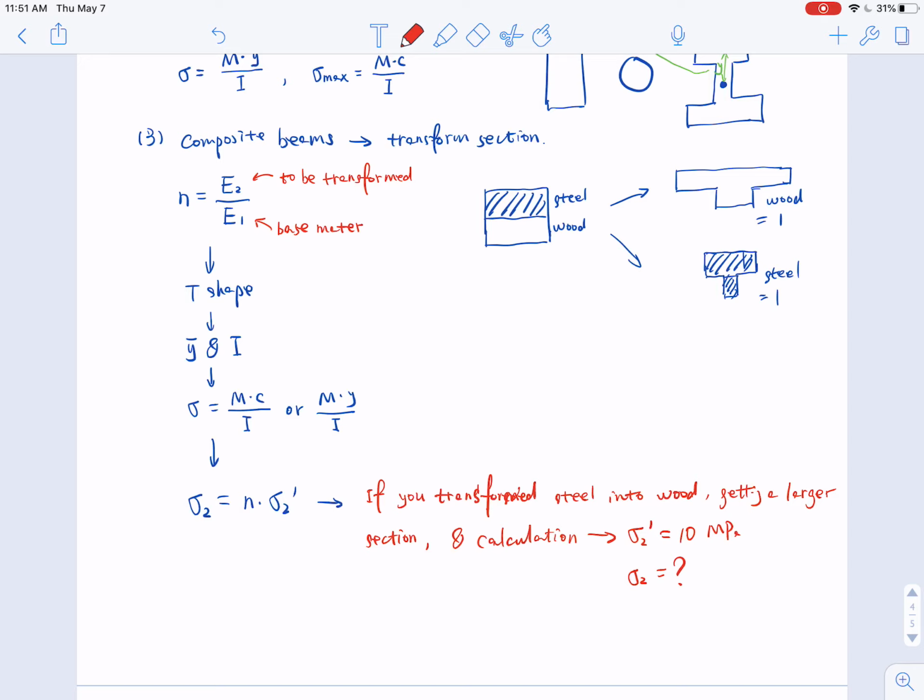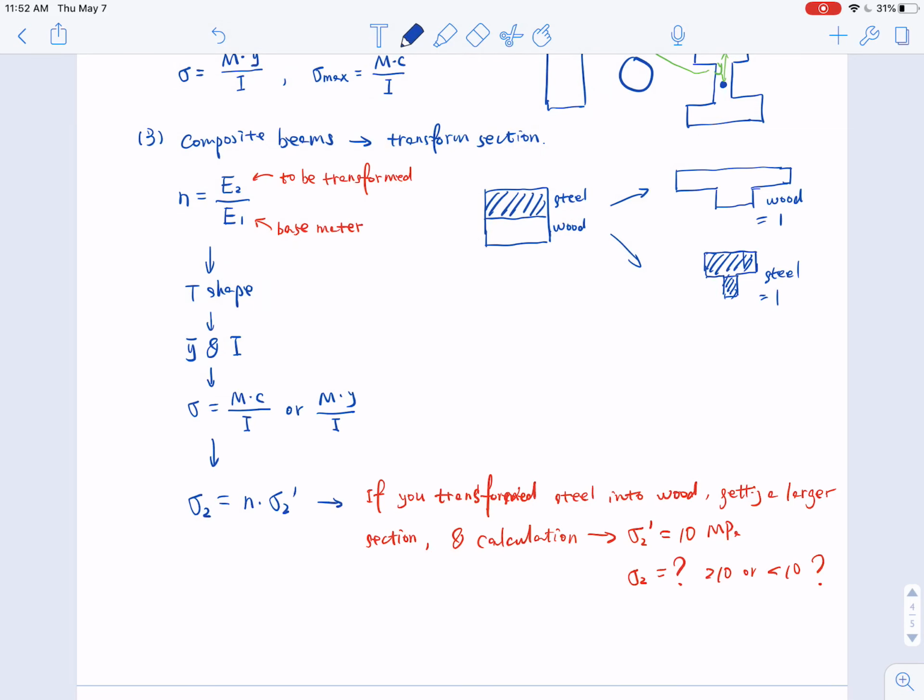Based on the equation, you will see n times sigma 2 prime. Is this n larger than 1 or smaller than 1 in this case? So will this sigma 2 be larger than 10 or smaller than 10? This is the equation you need to figure out by yourself. Go back to review the examples and figure this out. This is very important. Just go back to check and make sure you understand this, and you can answer this correctly.